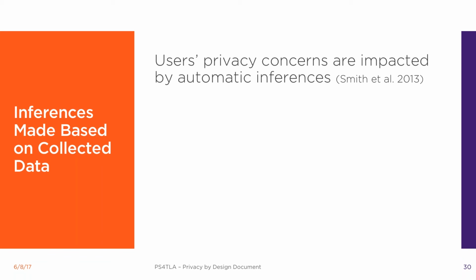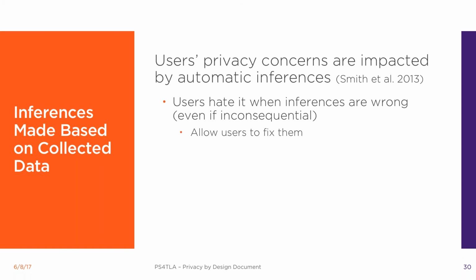So TLA tracks information so that it can make inferences about the user's learning performance. And those inferences should be treated with care as well. Specifically, users really hate incorrect inferences, even when they are non-consequential. If a system assumes something about them and it's wrong, they typically don't like that. So if a certain inference could be wrong, it might be better to just ask the user for confirmation rather than just acting upon the inference right away.